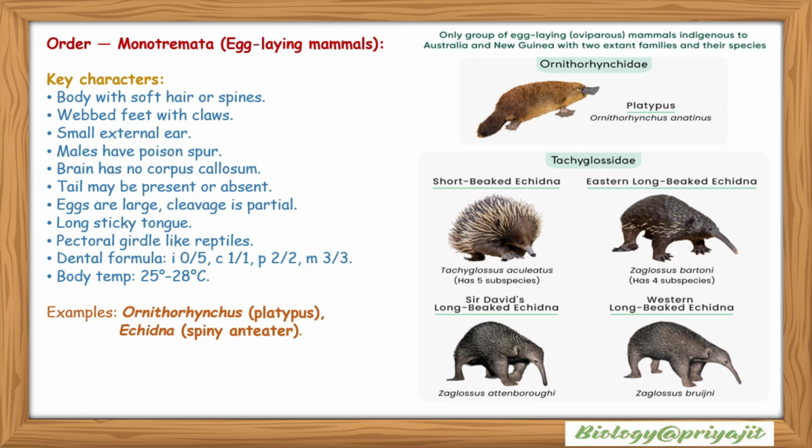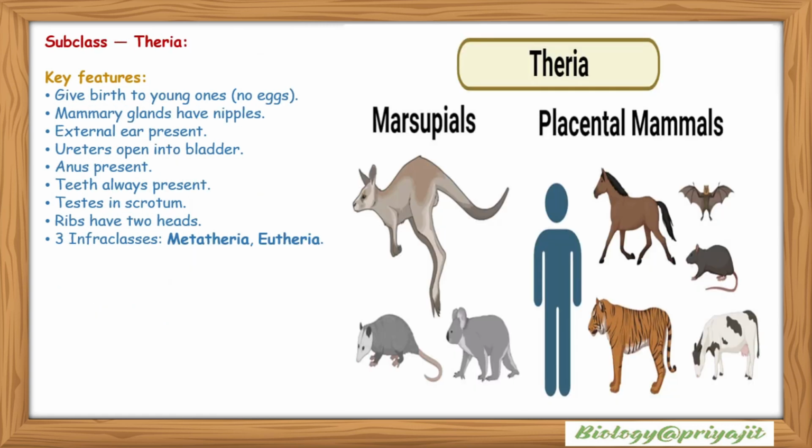Eggs are large. Cleavage is partial. Long sticky tongue. Pectoral girdle like reptiles. Dental formula is incisor 0/5, canine 1/1, premolar 2/2 and molar 3/3. Their body temperature varies from 25 degrees Celsius to 28 degrees Celsius, and their examples include Ornithorhynchus or Platypus, Echidna or Spiny Anteater, etc. Subclass Theria give birth to young ones, so they have no eggs.